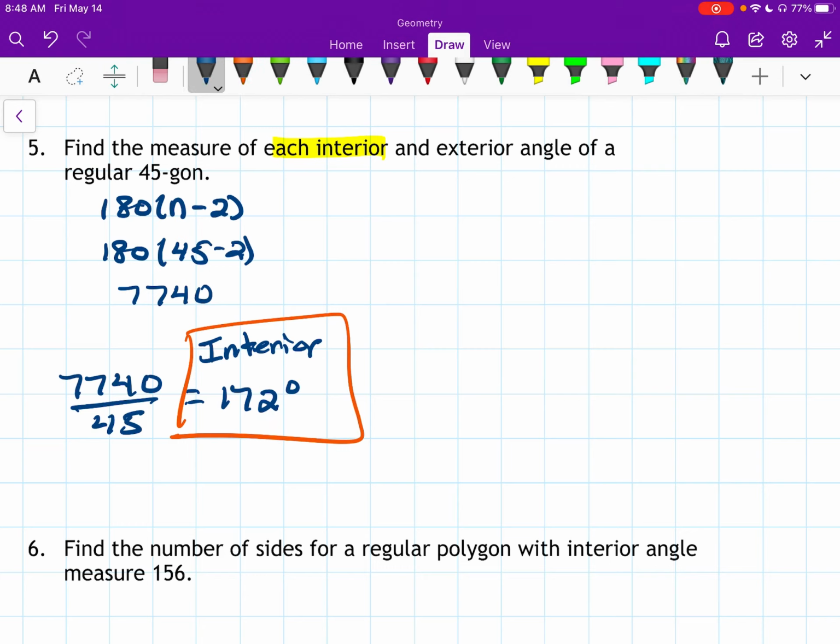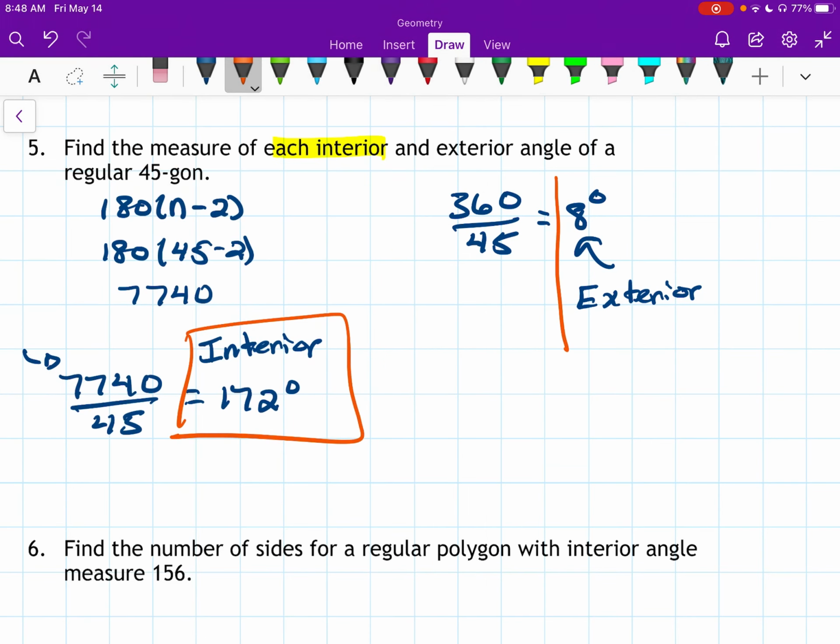Now for the exterior, and this one's actually a little bit easier. The 7.2 theorem tells us that the exterior angles always add up to 360. So here I just have to take 360 and divide by 45, right? It kind of jumps me down to the bottom step on the other side. So 360 divided by 45 gives me 8 degrees, and this is exterior. And there we are.